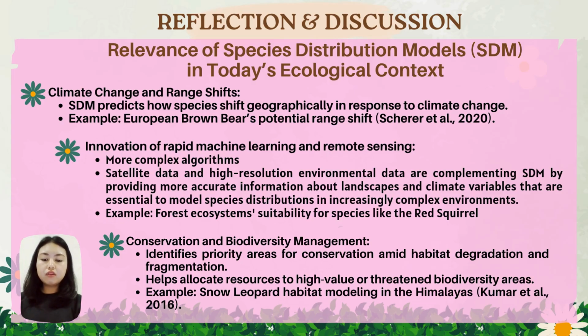With the innovation of machine learning and remote sensing methods, the future of SDM looks promising. Satellite data and high-resolution environmental data are also complementing SDM by providing more accurate information about landscape and climate variables that are essential to model species distribution in increasingly complex environments. For example, the integration of remote sensing data within species distribution models has improved the prediction of forest ecosystem sustainability for species like the red squirrel in Northern Europe, which is crucial for fragmented habitat management.